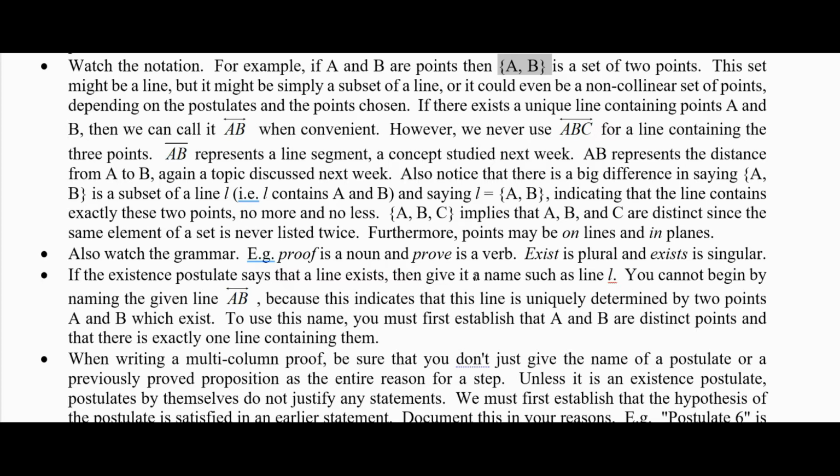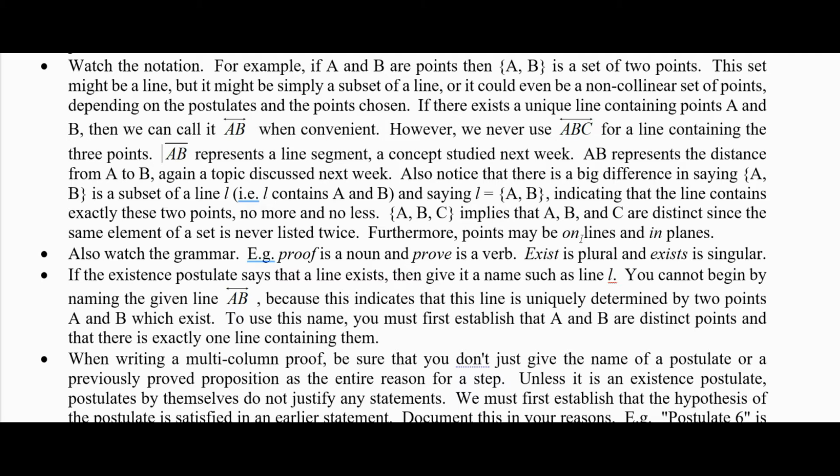If there exists a unique line containing points A and B, then we call it line AB with this notation when it's convenient. However, we never use a notation like this for a line containing 3 points. This notation, AB with the little thing over it, will represent a line segment. We're going to study that concept next week. And if we just write AB with nothing over it, that's going to represent a real number, the distance from A to B. Again, a topic we'll get into next week.